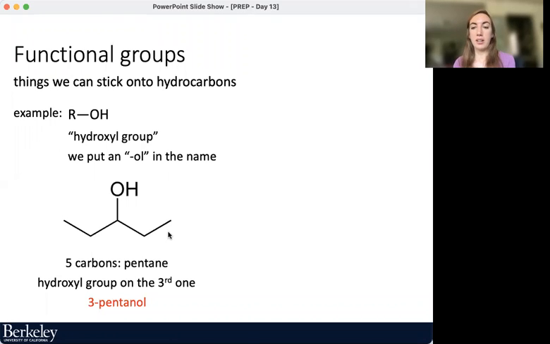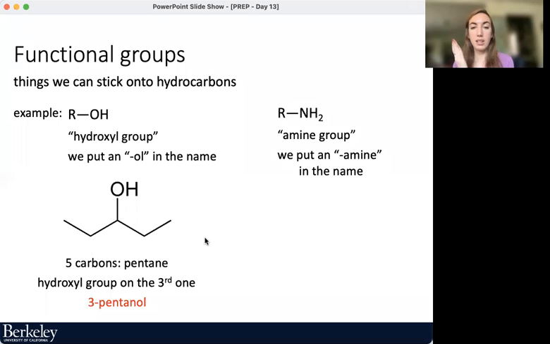So just as another example, this is an amine group. So we have R, which means some other stuff, and an NH2, which is our new functional group. So we put -amine on the end of our name, just like we put -ol on the end of our name in the previous case. So if I have this molecule, I want you to just take 30 seconds and think about what you would name this.